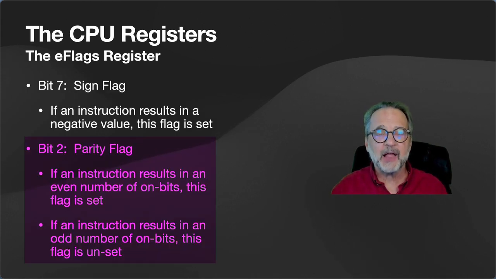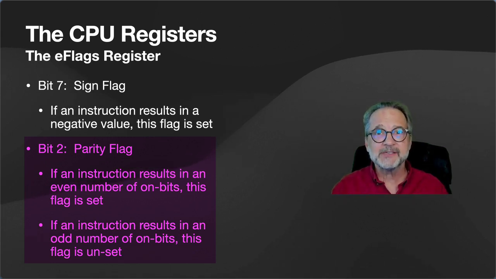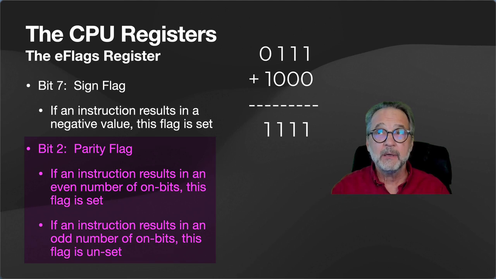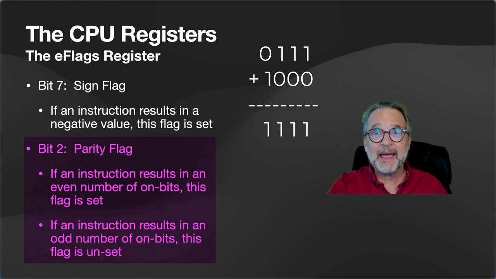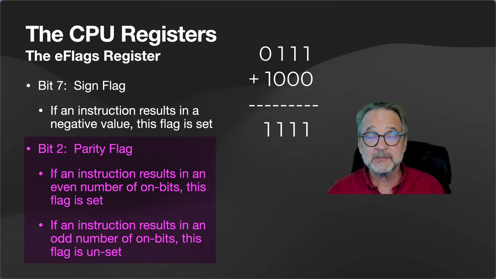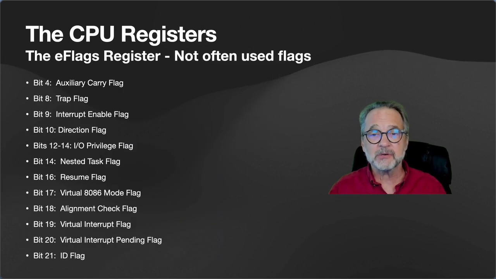The parity flag is turned on if an instruction results in an even number of on bits. So let's say I have 0111, that's an odd number of on bits, and if I add 1000 to it, that's going to be 1111. That's an even number of bits, so the parity flag will be turned on. If it's an odd number of bits, it'll be turned off.